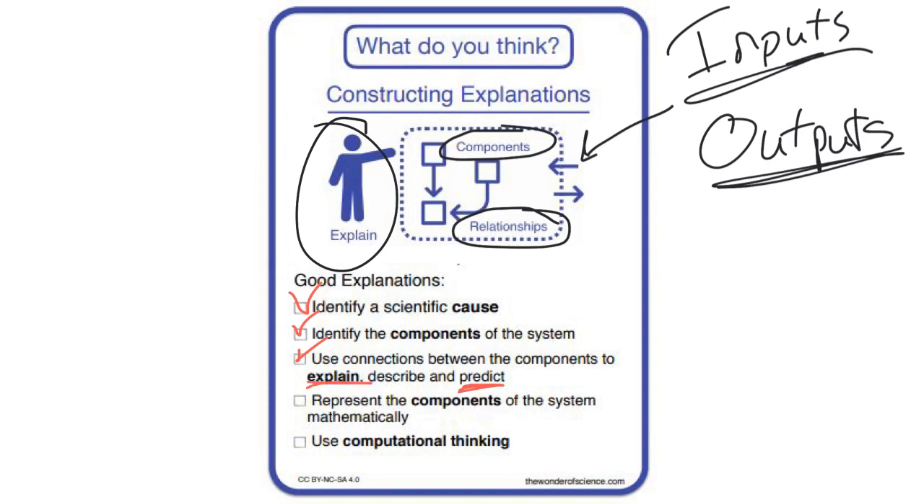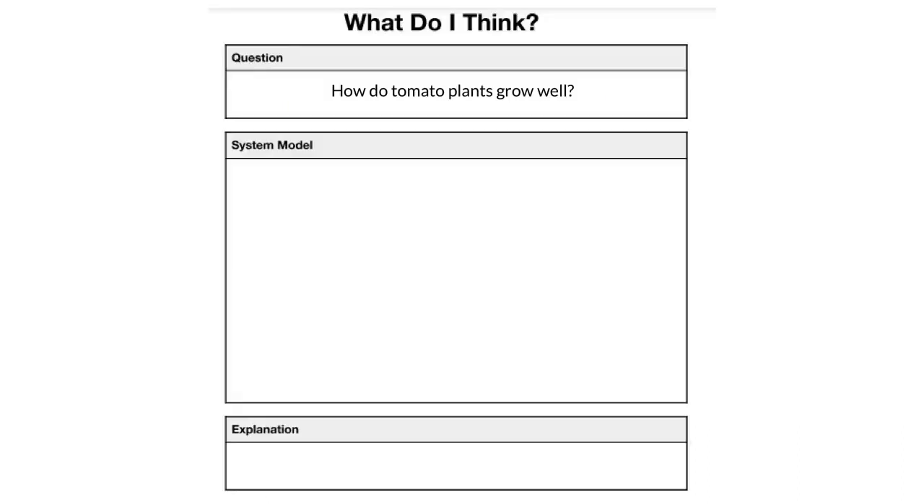A couple other things that we can do with system models: we could represent them mathematically if we are doing some calculations and using some computational thinking. This is something that we're going to get into later in the course, but as we start using equations more in our explanations, that's where we'll be talking about mathematically. So that's what we're looking for in a system model.